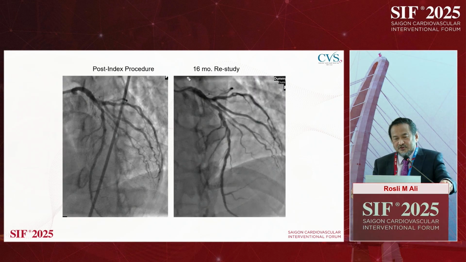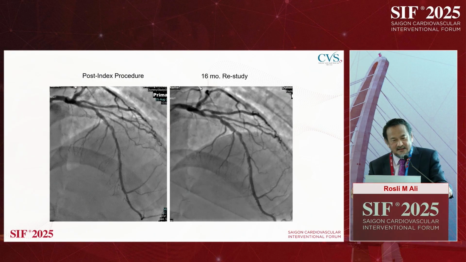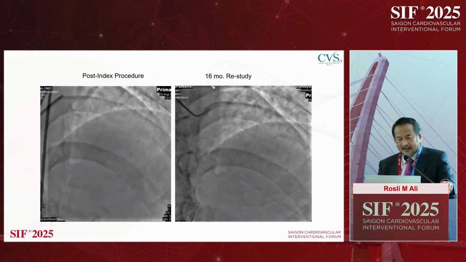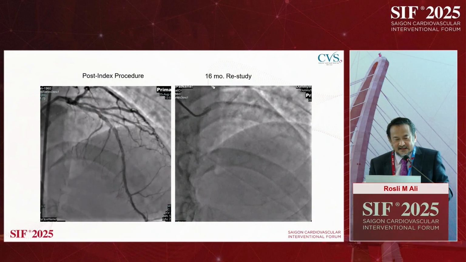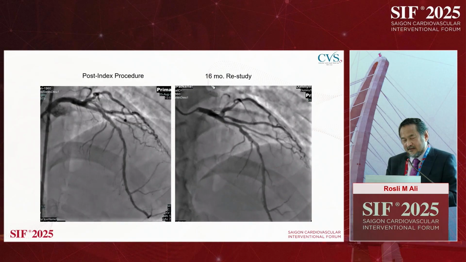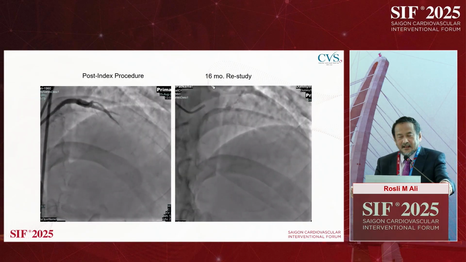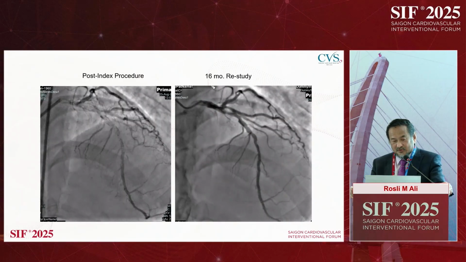We brought the patient back for restudy at 16 months, and there you can see the results. The vessel has actually grown. There's some stenosis in the proximal LAD, but that was not significant. And that's the post-index procedure, and 16 months, and he's been well. His LDL was about 10, and with the current medication, LDL is about 1.2.